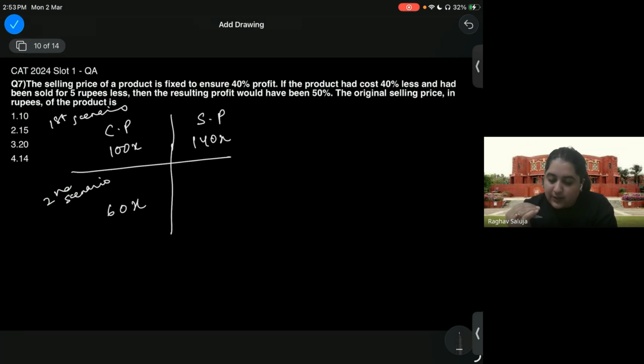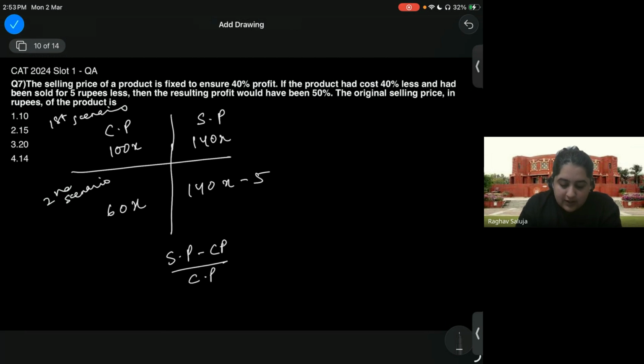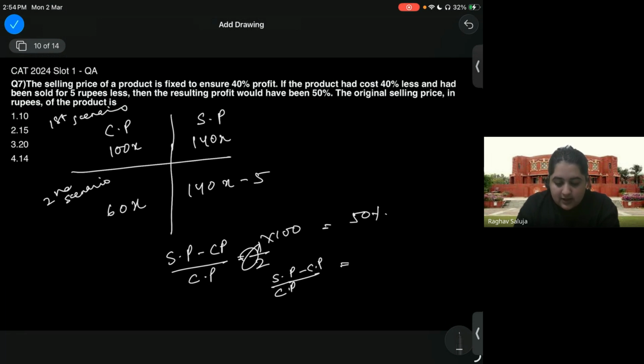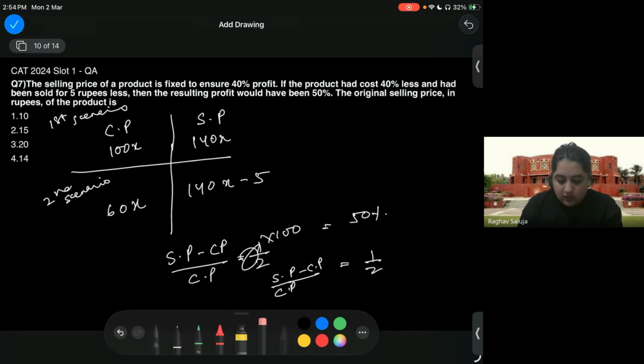If the product had cost 40% less and had been sold for 5 rupees less, so our selling price should be 5 rupees less, then the resulting profit would have been 50%. So we can say that SP minus CP upon CP will be half, right? Because this is our percentage, and into 100 is equal to 50%. So SP minus CP upon CP is going to be half. I hope you got this. I'm going to remove it.